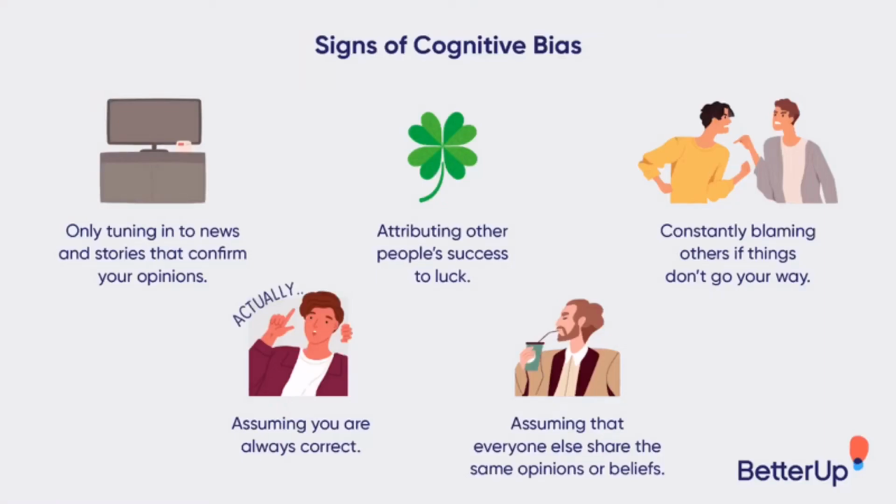There are some sure signs we can tune into that help us determine if a cognitive bias is interfering with our decisions. Signs that you could be experiencing cognitive bias include tuning into the news and stories that confirm your opinions, attributing other people's success to luck, constantly blaming others if things don't go your way, assuming you are always correct, and assuming that everyone else shares the same opinions or beliefs. Although these signs might be easier to spot in others, we can work to recognize them in ourselves as well.